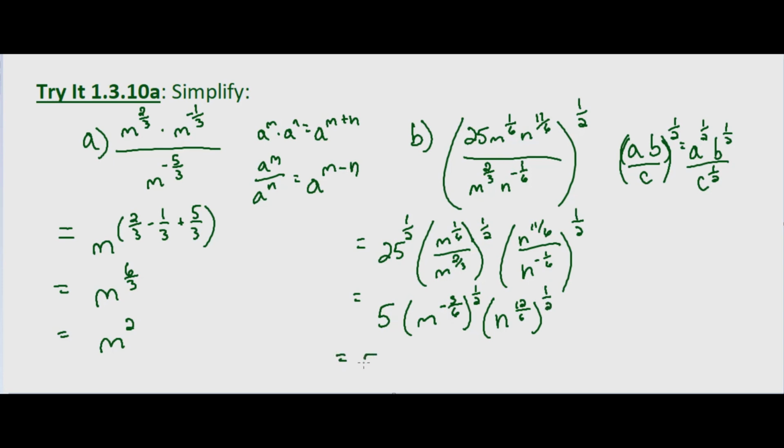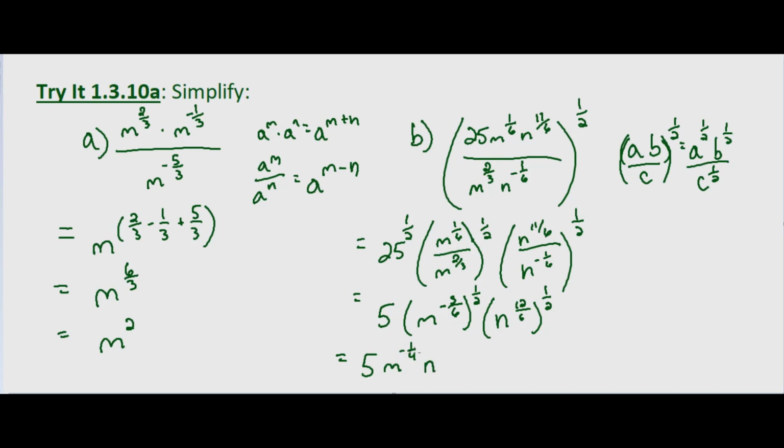So we still have our 5 out front. Negative 3/6, that's negative 1/2. So negative 1/2, we're taking an exponent to an exponent. So negative 1/2 times 1/2 is negative 1/4. And then n to the 12/6, well, 12 divided by 6 is 2. So this is n squared to the 1/2. So 2 times 1/2 is just 1. So this is n.